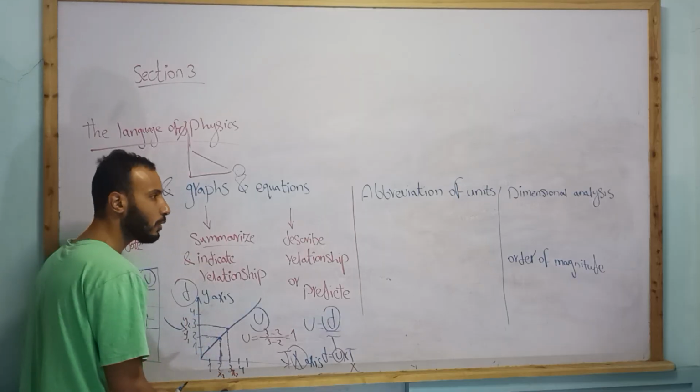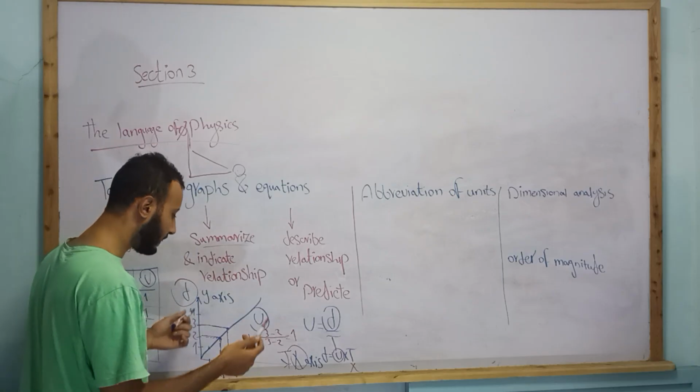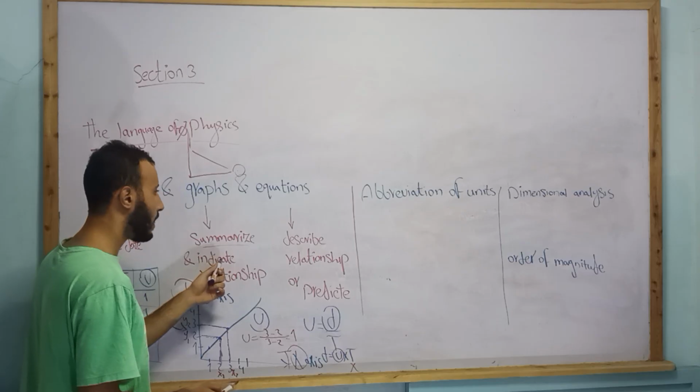Okay? And also you can get something called the instantaneous velocity, for example, from this table or from this graph.